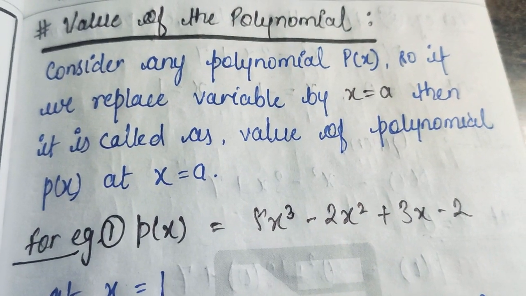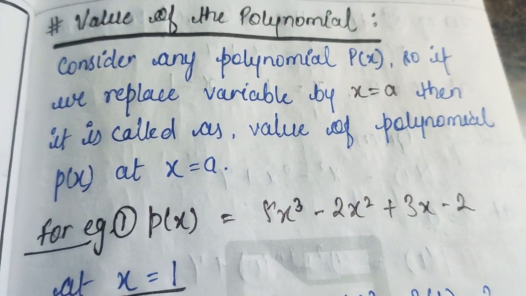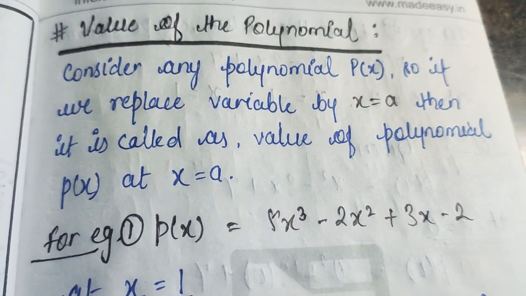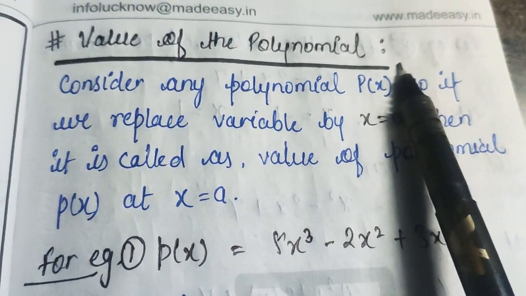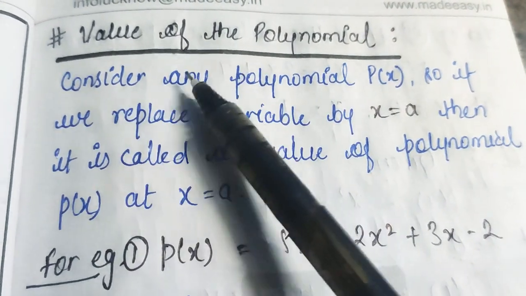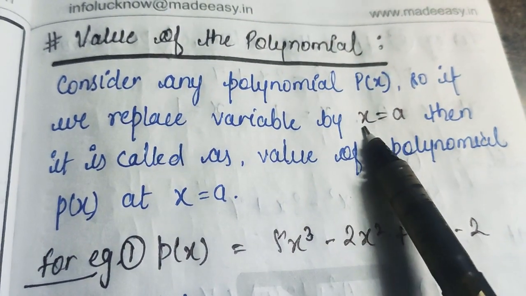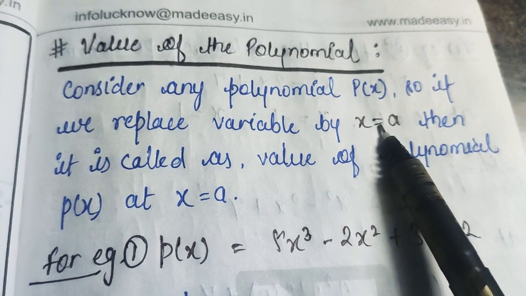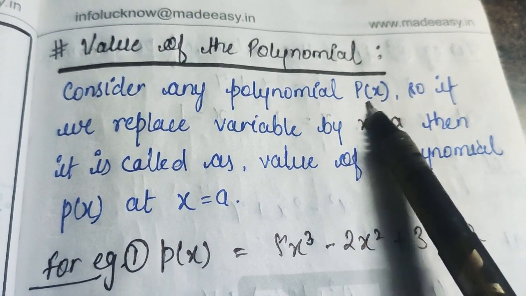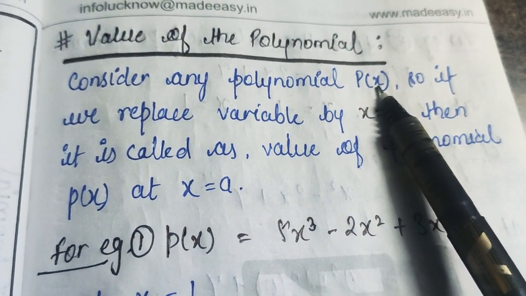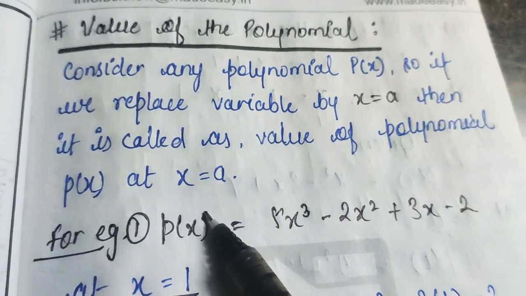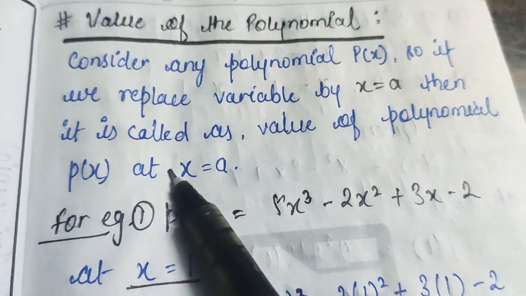So after understanding the classification of the polynomial and the standard form of it, moving to the value of the polynomial. What is the value of the polynomial? The value of the polynomial can be defined at the point x equals a, which is given to you, by replacing it at the place of x in the given polynomial. So it defines the value of the polynomial at the given point a.